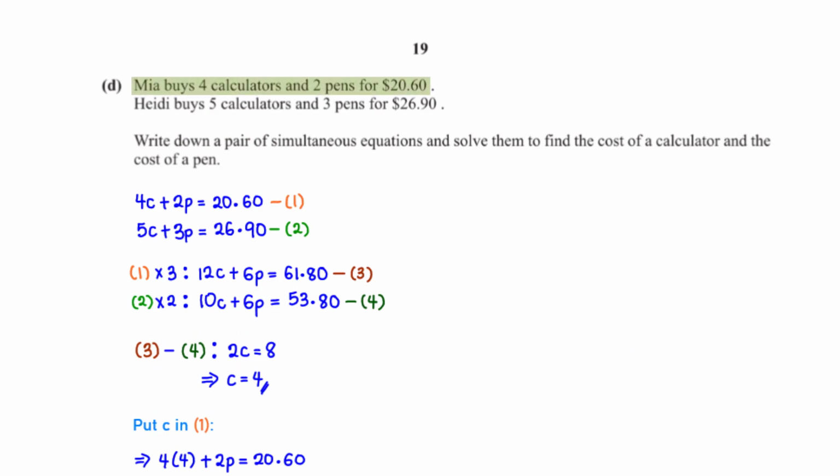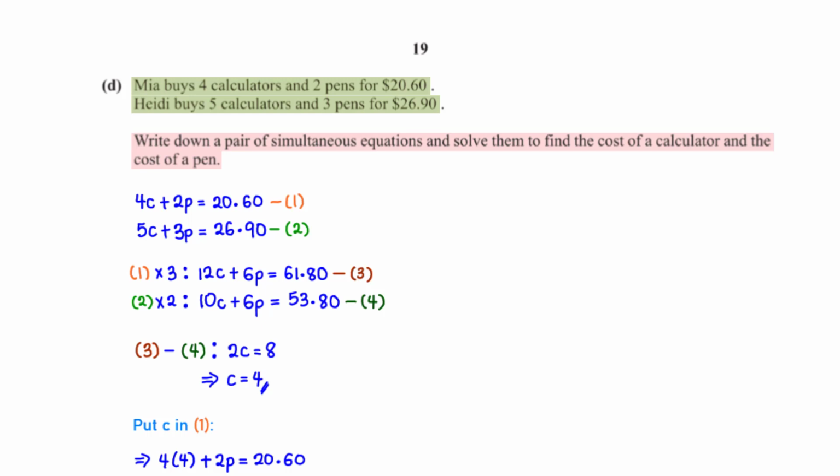Mia buys 4 calculators and 2 pens for $20.60. Heidi buys 5 calculators and 3 pens for $26.90. Write down a pair of simultaneous equations and solve them to find the cost of a calculator and the cost of a pen. Let's represent the cost of a calculator with C and the cost of a pen with P.